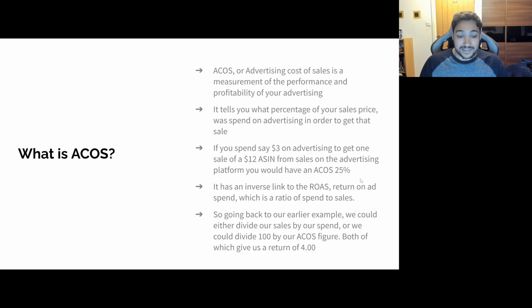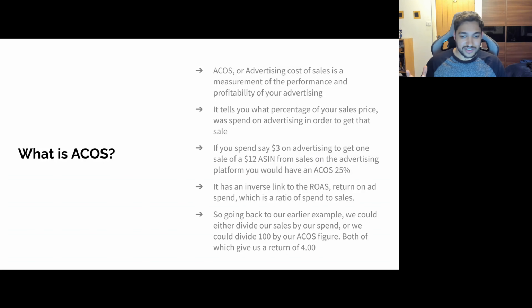On top of that, it has a similar link to the figure of ROAS, which you may have also heard, or return on ad spend, which is the ratio of spend to sales. So if we go back to our earlier example, we could either divide our sales by our spend, so the other way around, 12 by 3, or we could divide 100 by our ACoS figure, or 25, both of which give us a return of 4.